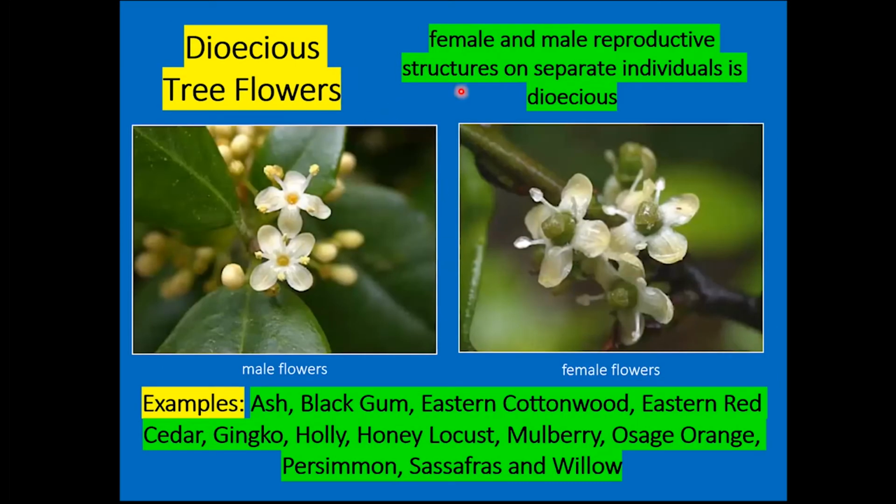Here's what they call dioecious, where flowers are on separate individuals. In other words, these are two trees of the same species where one type of tree will have male flowers, and another, like a holly tree, will have female flowers. Here are some examples: ash, black gum, eastern cottonwood, red cedar. There's our holly that we know of quite a bit. Sassafras, willow. I didn't know all these, but let's say holly, for instance.